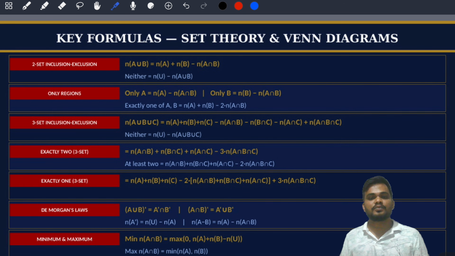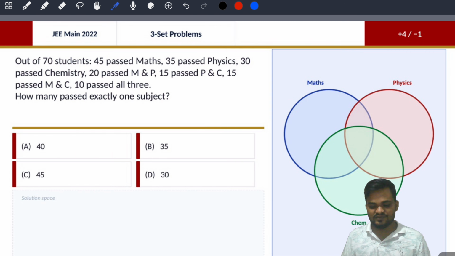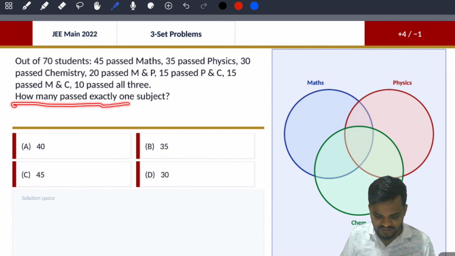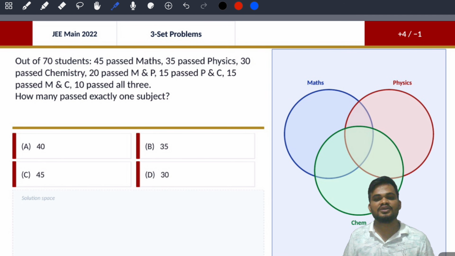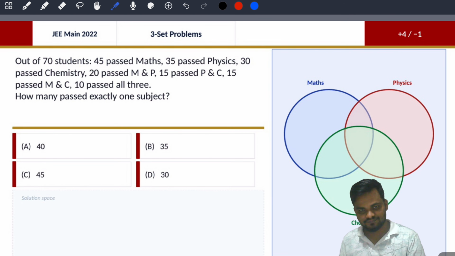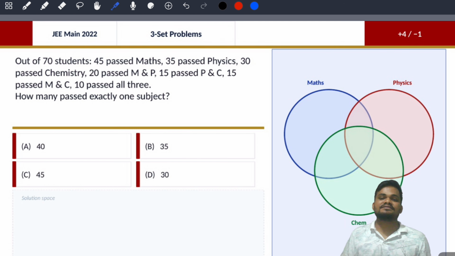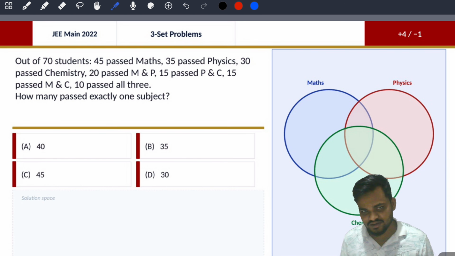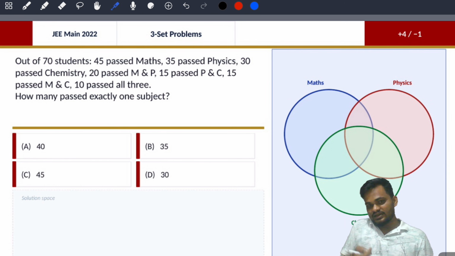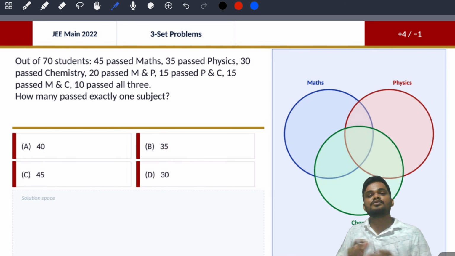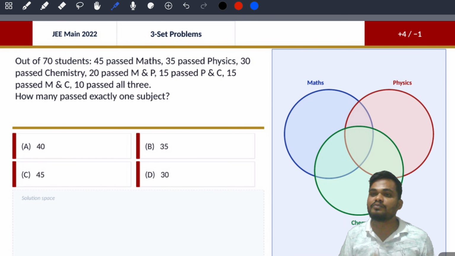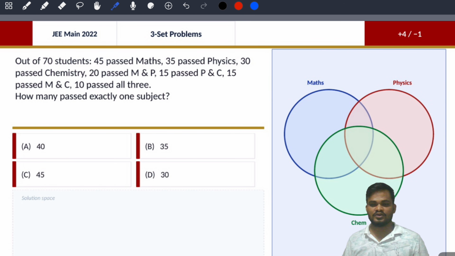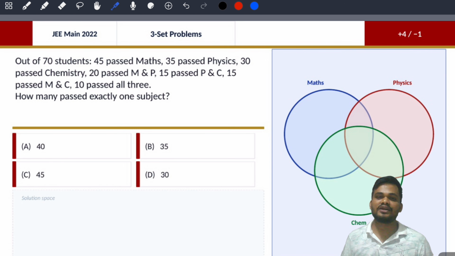But the problem is, if in the same question, instead of asking how many passed exactly one subject, it asks for exactly 2 subjects, exactly 3 subjects, all of the subjects, or at least one subject, then for each and every type of question we need to remember a formula. Then how many formulas do we need to remember? This is the problem. A student like me is very bad at memorizing formulas. Also, I do not prefer my students to remember formulas.